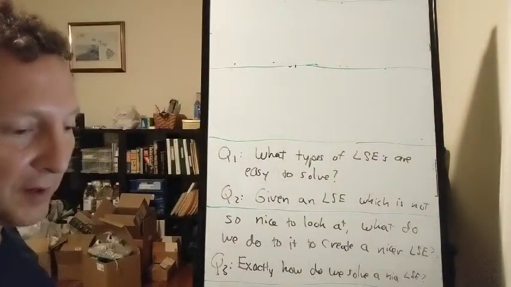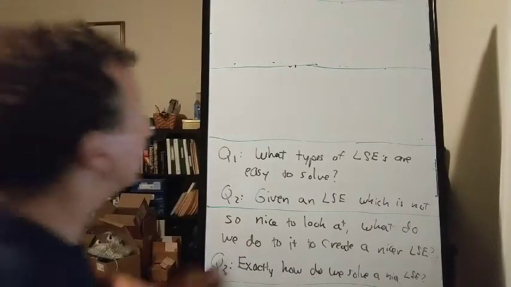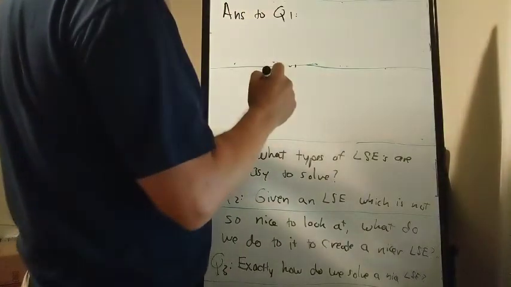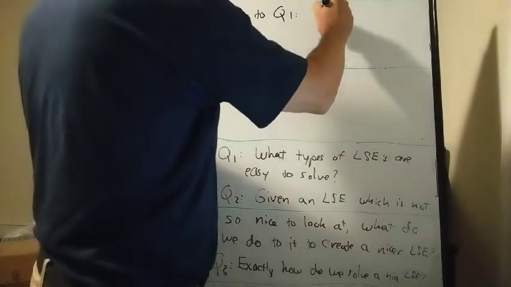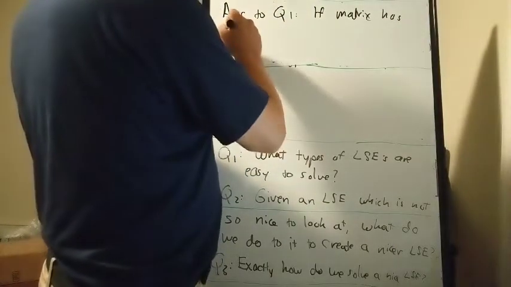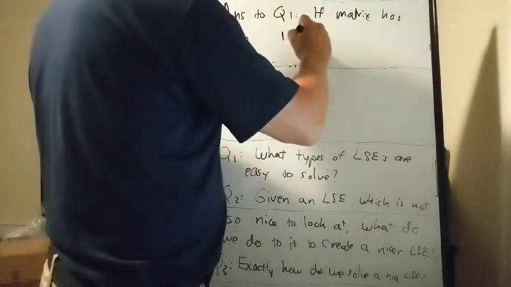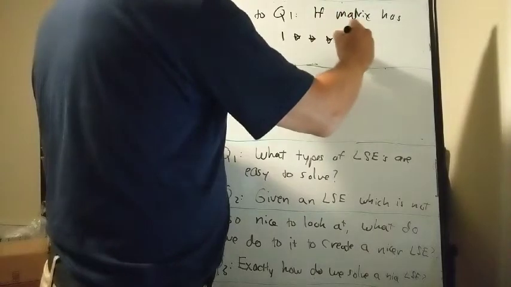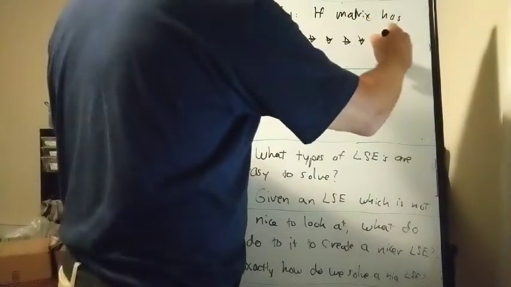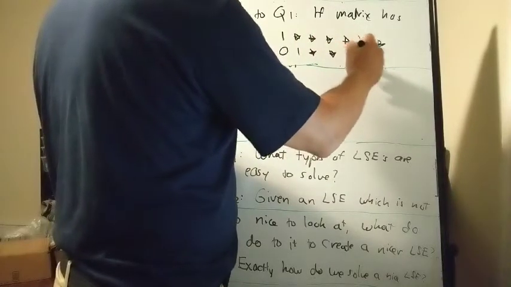All right, first of all, question 1. What types of LSEs, linear systems of equations, are easy to solve? Now, if the matrix has the form row 1 has a 1, and then star just means anything else. 1, star, star, star, something, something, something. And then the second row has a 0 and a 1, and then something, something, something.